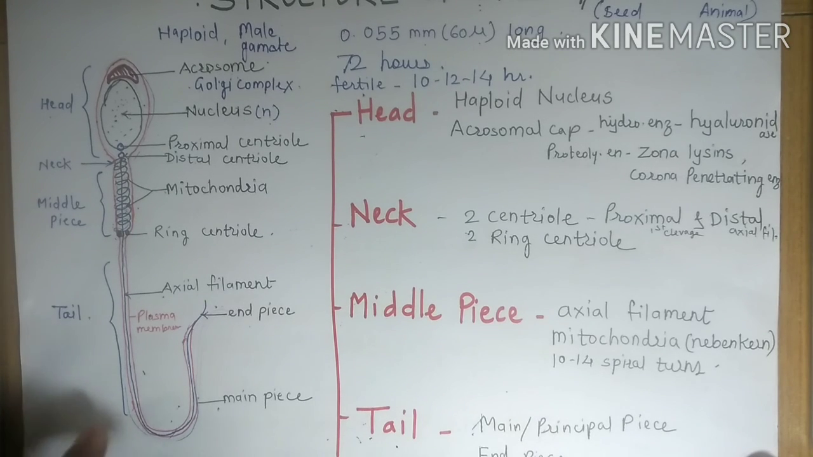Millions of sperms are produced at a time from both the testes in the male body.